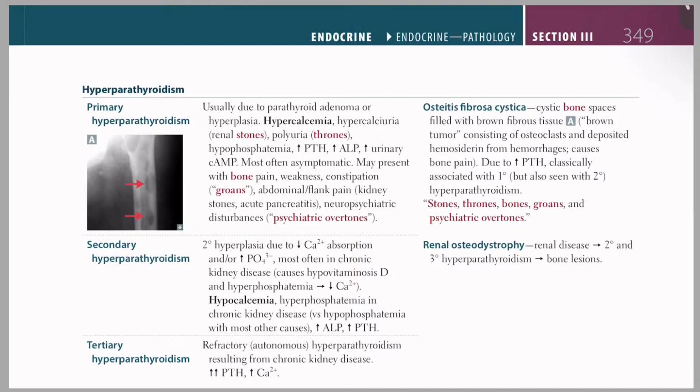Most often asymptomatic, may present with bone pain, weakness, constipation, groans, abdominal or flank pain, kidney stones, acute pancreatitis, neuropsychiatric disturbances, psychiatric overtones. Bones, stones, thrones, groans, psychiatric overtones.